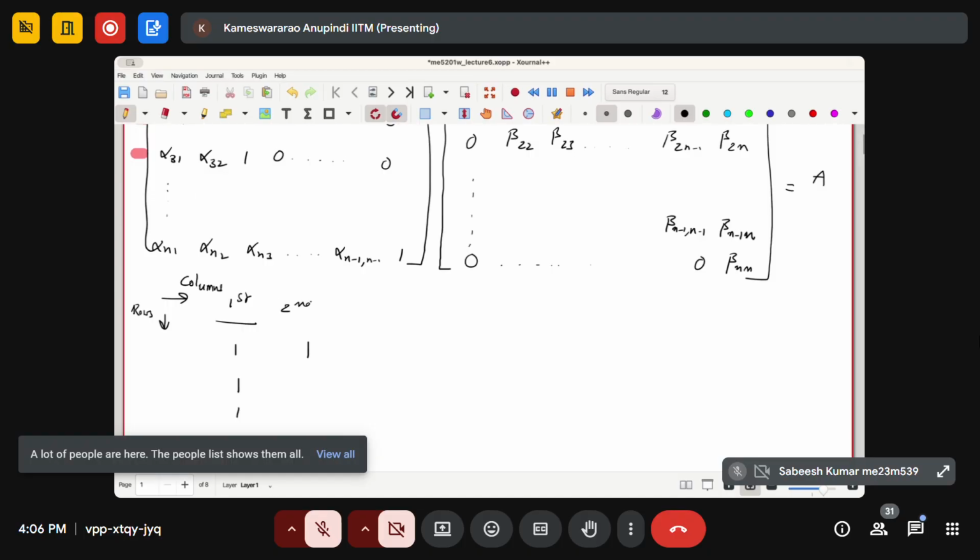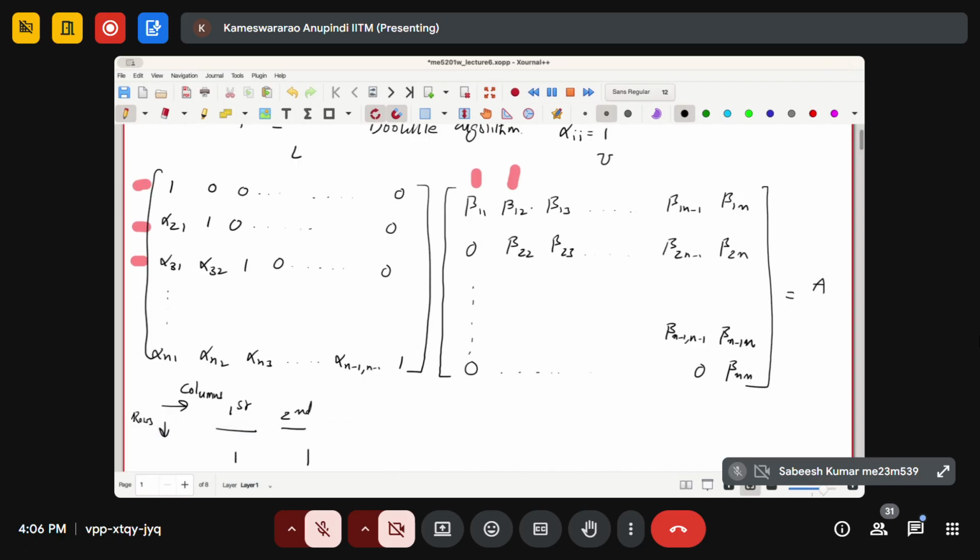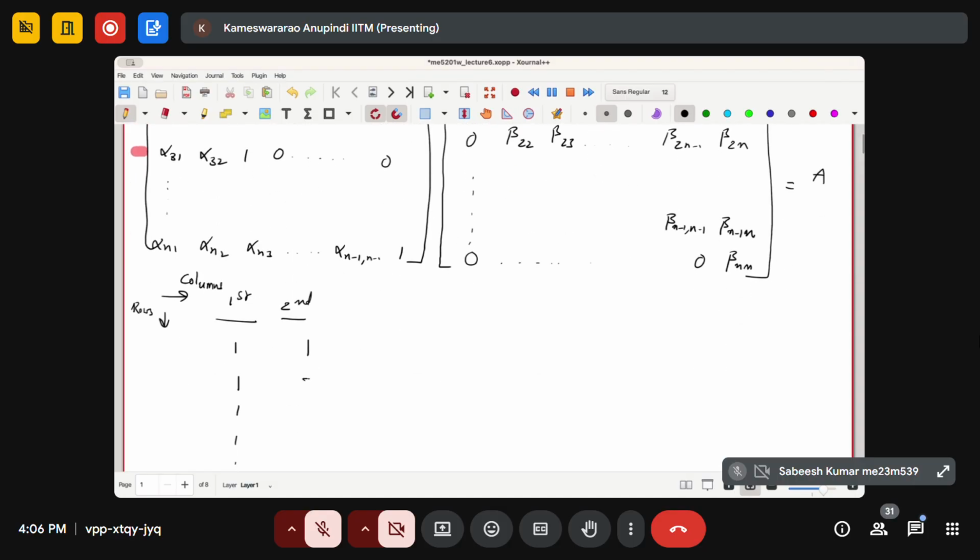This is the second column. So it's going to give me only 1 multiplication. Then if I multiply the second row with the second column, that's going to give me 2 multiplications: alpha 2 1 beta 1 2 plus 1 times beta 2 2. That's going to give me 2 multiplications.